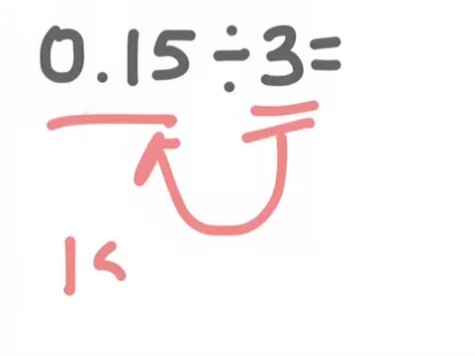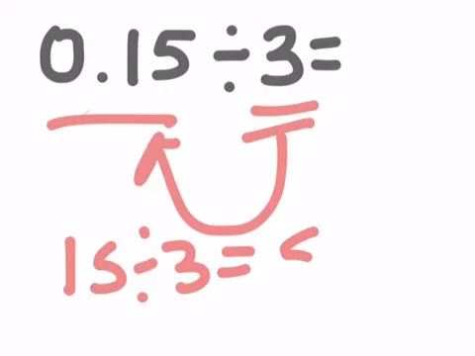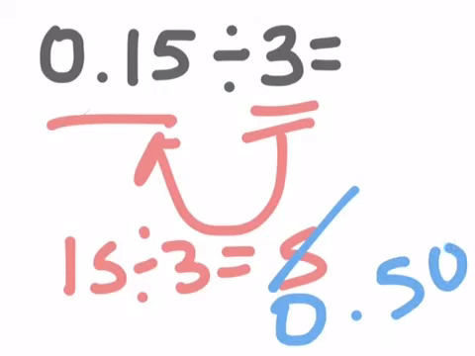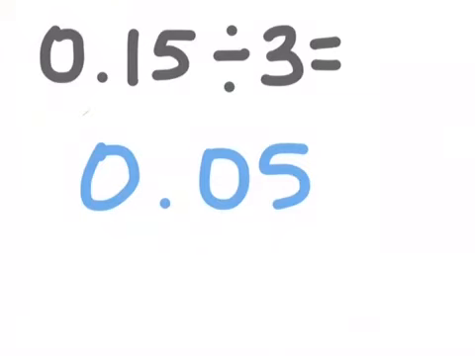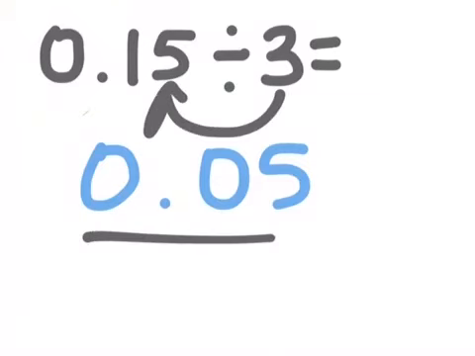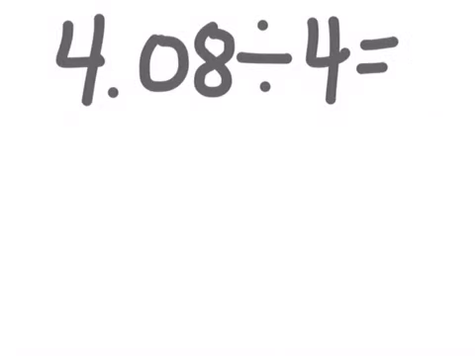We know that 15 divided by 3 is 5. Therefore, we know our answer has to have a 5 in it somewhere. Well, if I divided 15 cents among 3 friends, 5 would be too big of an answer. 5/10 or 50 cents would also be too big of an answer. So my only option will be 5 hundredths. So each one of my friends will get 5 cents or 5 hundredths. Therefore, how many times does 3 fit into 15 hundredths? 5 hundredths.